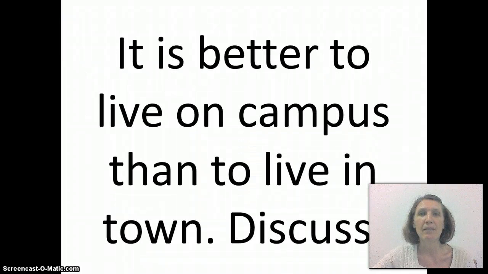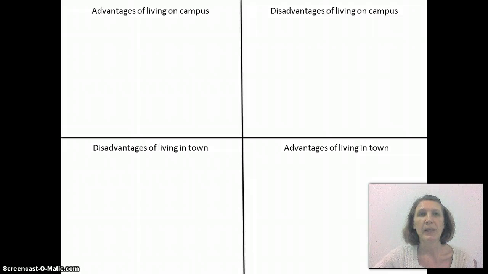So let's take a look at the prompt. It is better to live on campus than to live in town. Discuss why. Here are the things that you need to think about. What are the advantages of living on campus? What are the disadvantages? And the same thing for living in town. What's good about living in town and what's bad about living in town? So here you can think about town as either Taipa or Macau.